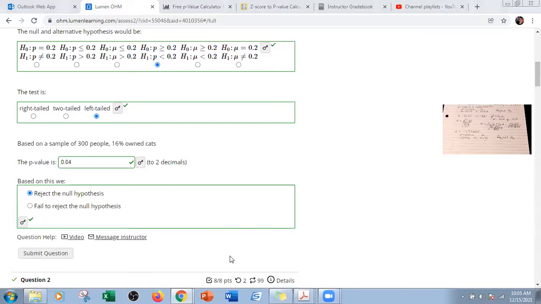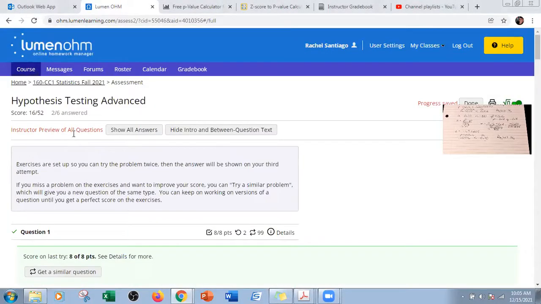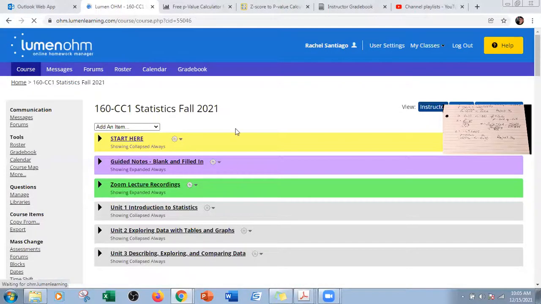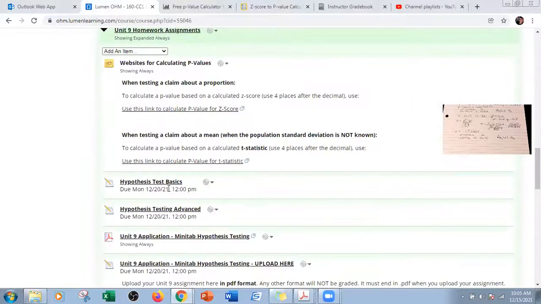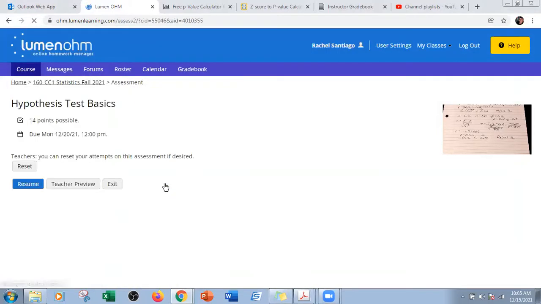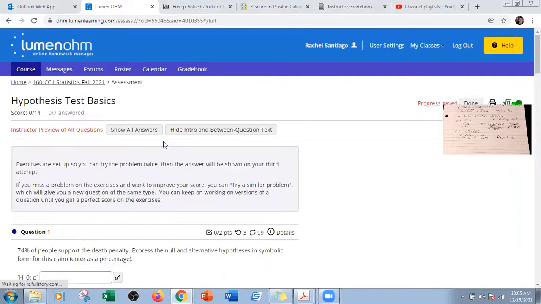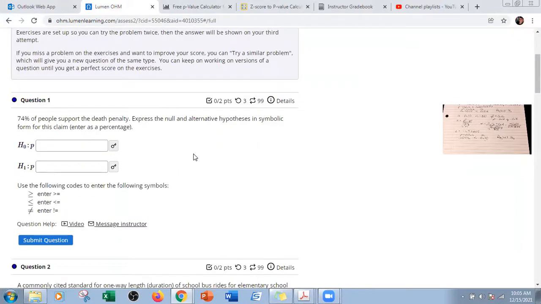Awesome. Let me look in the chat. Number 1 from chapter 9 basics. Sure, let's take a look at number 1 from chapter 9 basics. Here we go. For the basics, I don't think you really need those 2 sites, but I'll have that available. Okay, awesome. So 74% of people support the death penalty.